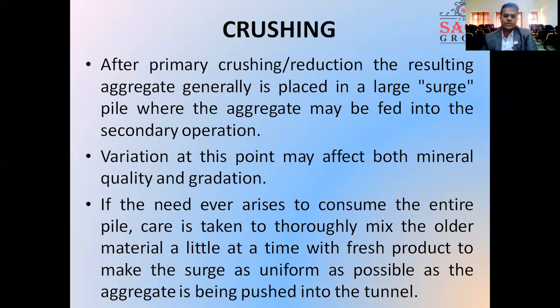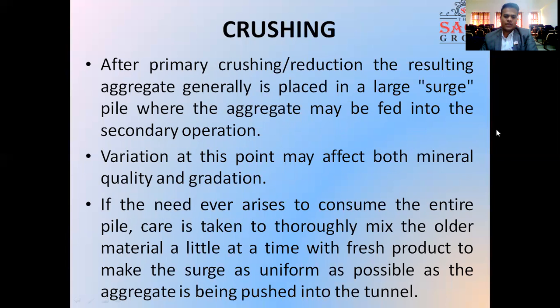After the primary crushing, the reduction, the resulting aggregate generally is placed in a large surge pile where this aggregate may be fed into the secondary portion. That means after the jaw crusher, the materials are collected at a place known as the surge pile. The variation at this point may affect both the mineral quality and the gradation.